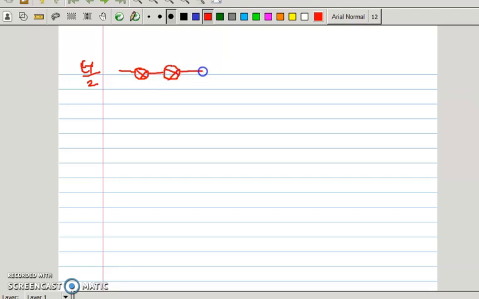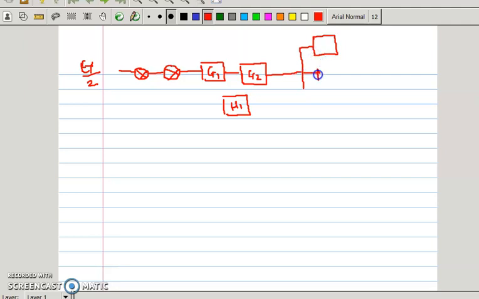I'm just trying to draw the block diagram. This is G1, then this is G2, and H1 at the feedback. Again there are 3 blocks in parallel: block number 1, block number 2 and block number 3.